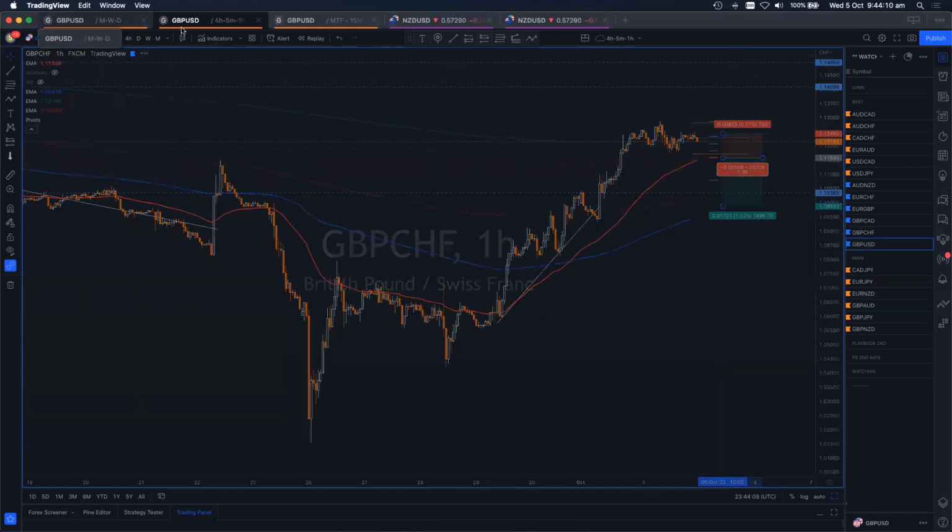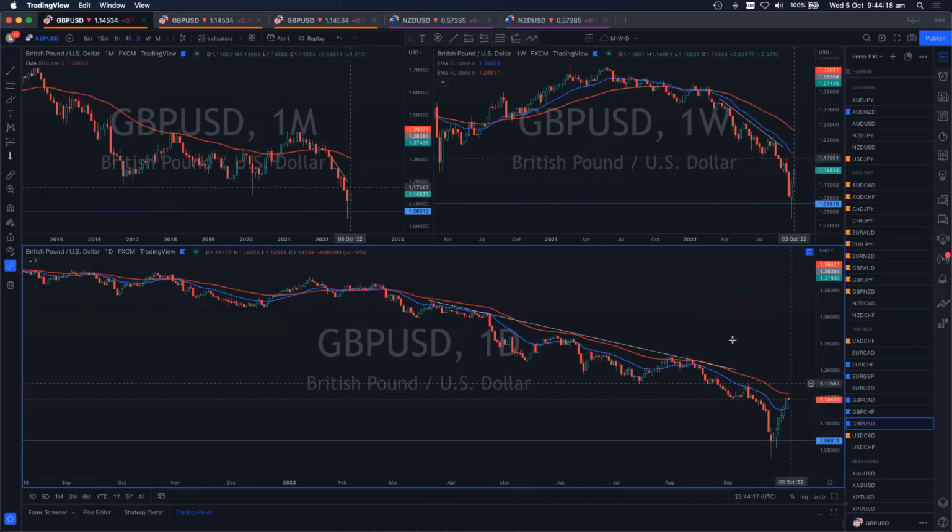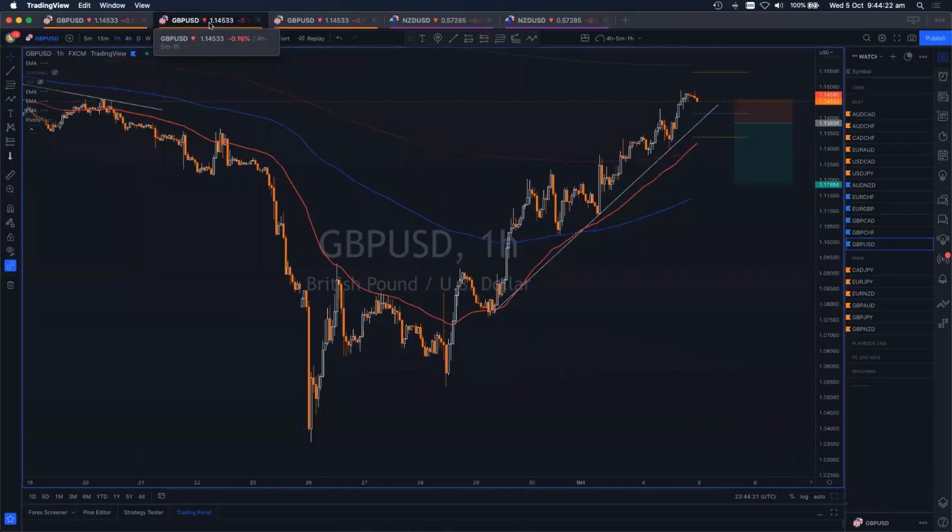Last one we'll have a quick look at is pound USD. Again, big pound run up, pretty much touching the daily 50, or almost touching it, almost there. Not the best of deceleration. Got a nice trend line. We'll see a break of that trend line on the hourly 50.